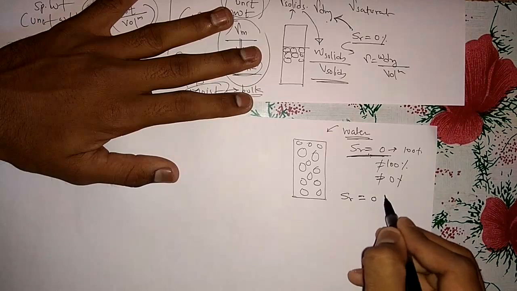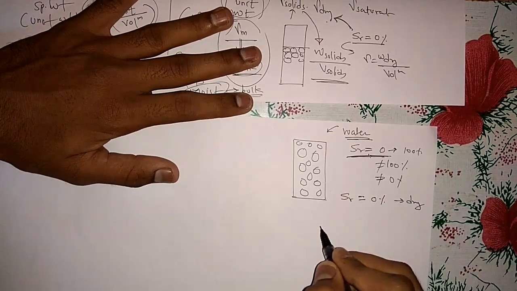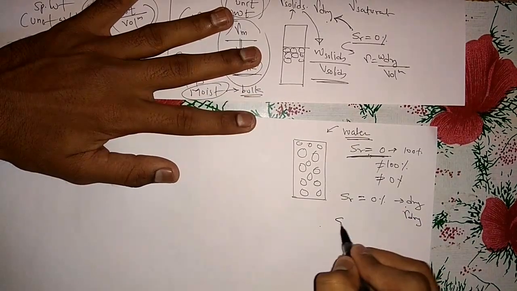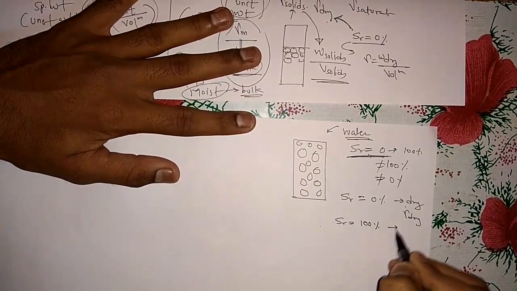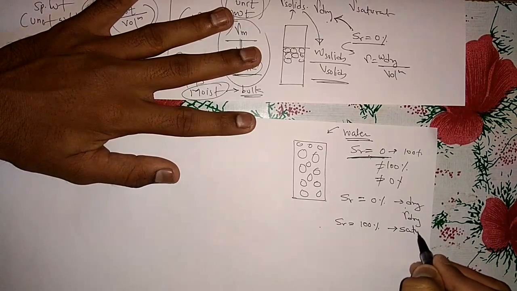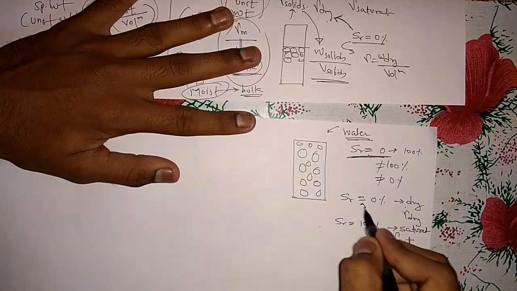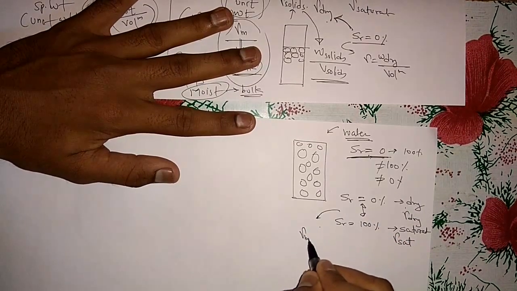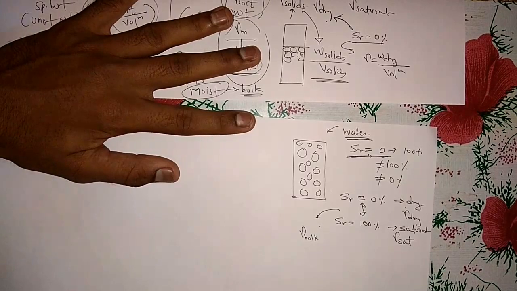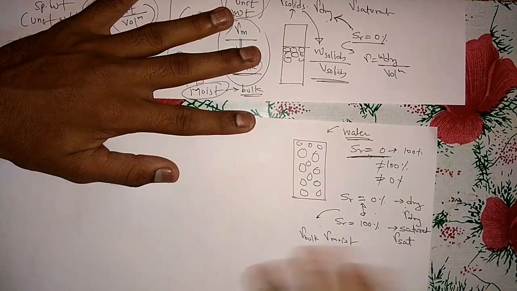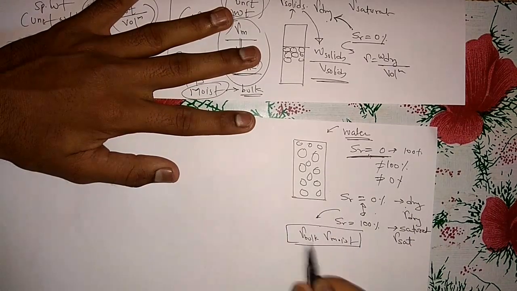when the degree of saturation is 0%, we term it as dry soil. So in that case, gamma would be defined as dry density. When the degree of saturation is exactly 100%, then you define the soil as fully saturated. In that case, you define it as gamma saturated. And in between is gamma bulk or gamma moist simply. So wherever the degree of saturation is in between 0 and 100%, but not 0 and not 100%, you define these two terms, gamma bulk and gamma moist.